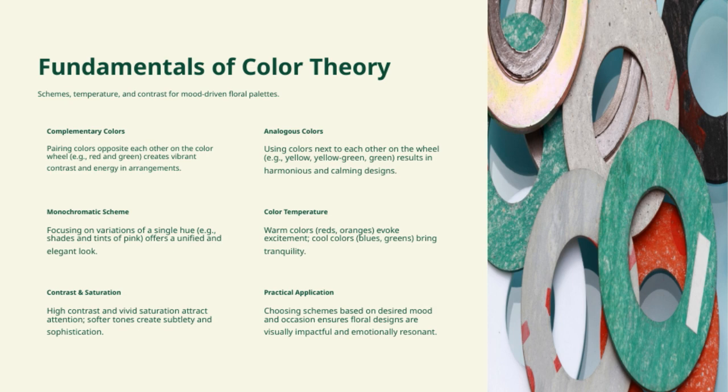Moving on to color harmony, monochromatic schemes focus on variations of a single hue. Think different shades and tints of pink that give your design a unified, elegant appearance. On the other hand, analogous colors, which are next to each other on the color wheel like yellow, yellow-green, and green, produce harmonious and soothing designs. Finally, complementary colors, colors opposite each other on the wheel, like red and green, offer vibrant contrast and energy.